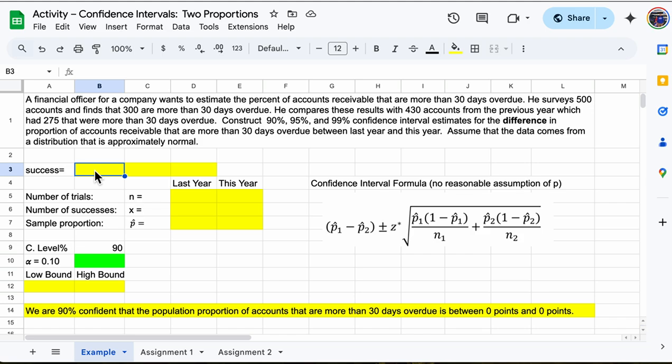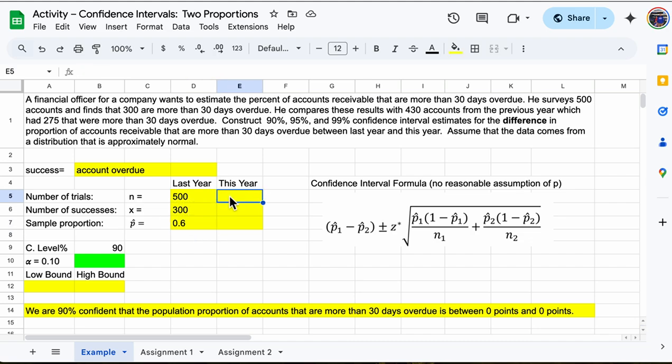So we're going to define success as an account being overdue, which is kind of weird. So last year there were 500 accounts, 300 were more than 30 days overdue. That gives me my P hat, which is my X divided by my N. So that's for the first group, the last year group. Everywhere there's a subscript of 1 in this formula, that's going to correspond with this value.